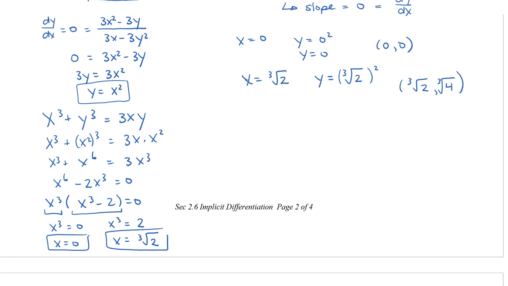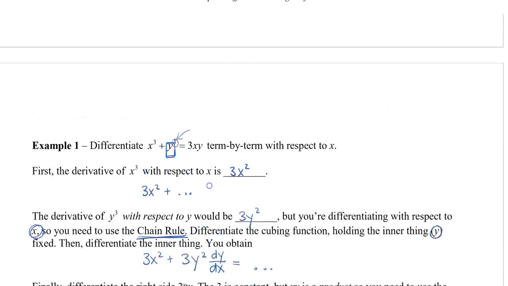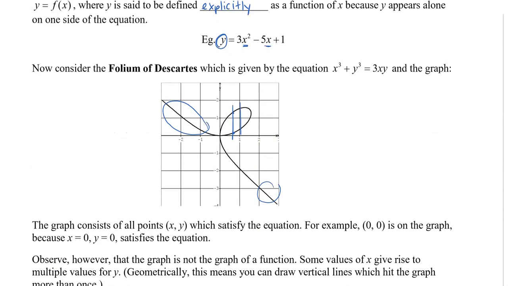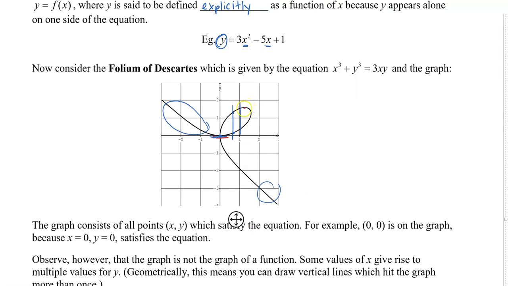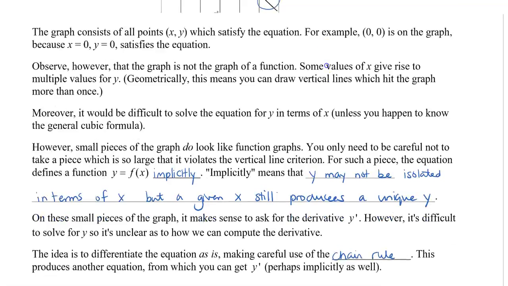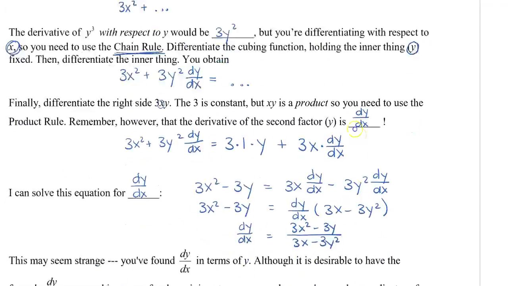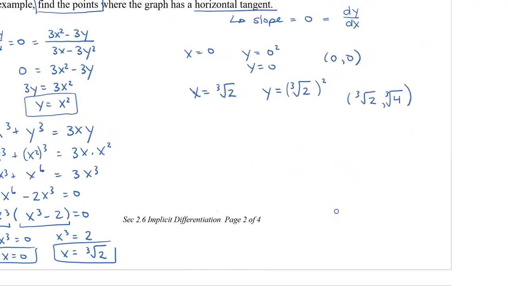So if we go back and look at our graph, we have a point at 0, 0, and yes, you know, that is a horizontal tangent. And then my other point was at the cube root of 2, which is approximately here, I would say. And you can check that that's actually the cube root of 4. And that's where the horizontal tangents are. Okay.